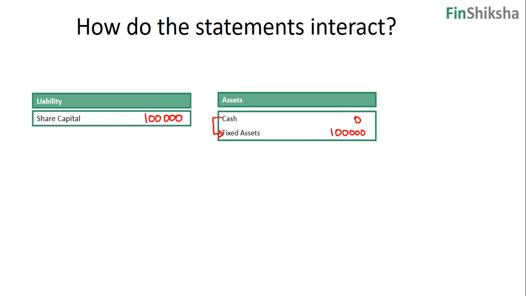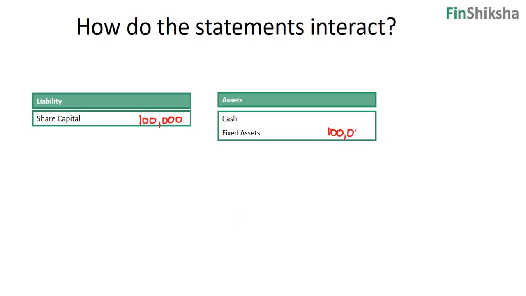Now let's assume the company starts doing some business. Once the company starts doing some business, let's assume the company generates a post-tax profit of 20,000 rupees. Right? That's a 20,000 rupee profit generated. If you generate a post-tax profit of 20,000 rupees, the number should appear like this: this is still 1 lakh.